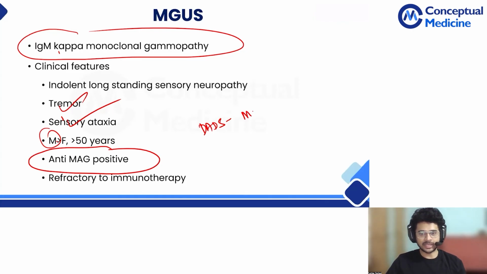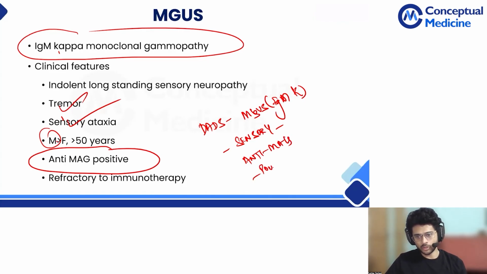DADS is with an MGUS. Usually it is an IgM kappa, usually it's predominantly sensory, and your anti-MAG antibodies are positive, with poor response to therapy.